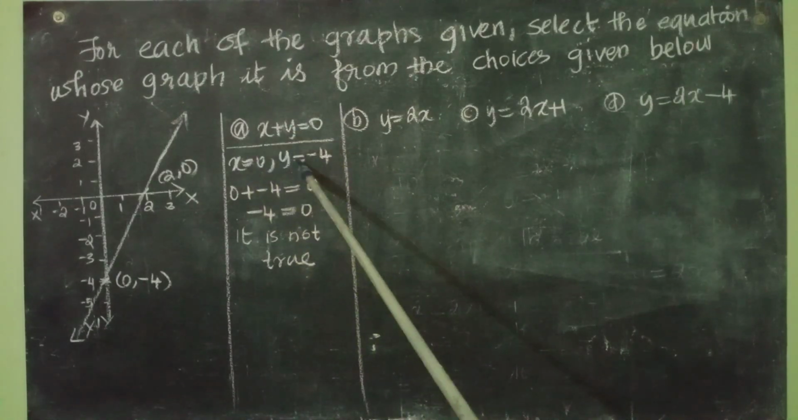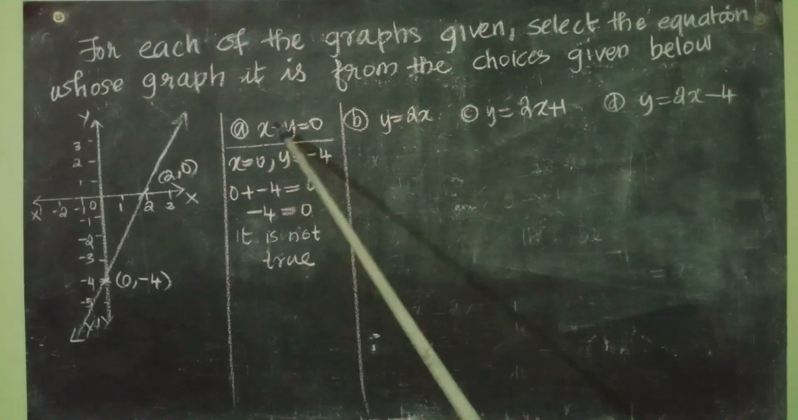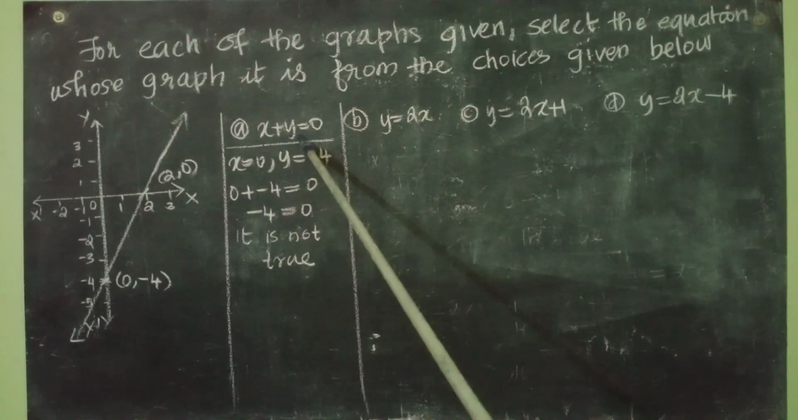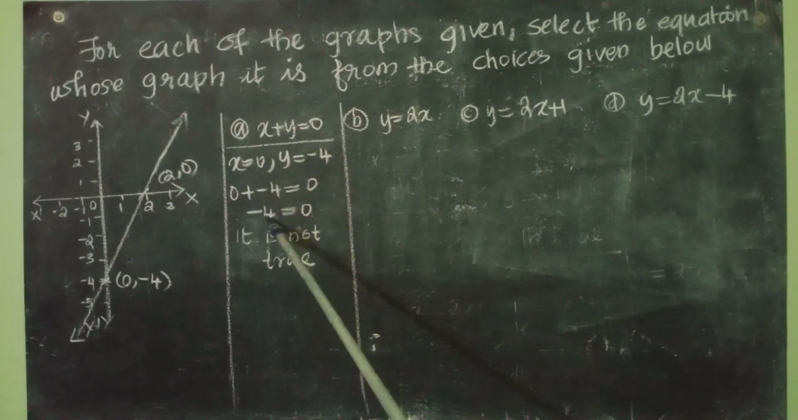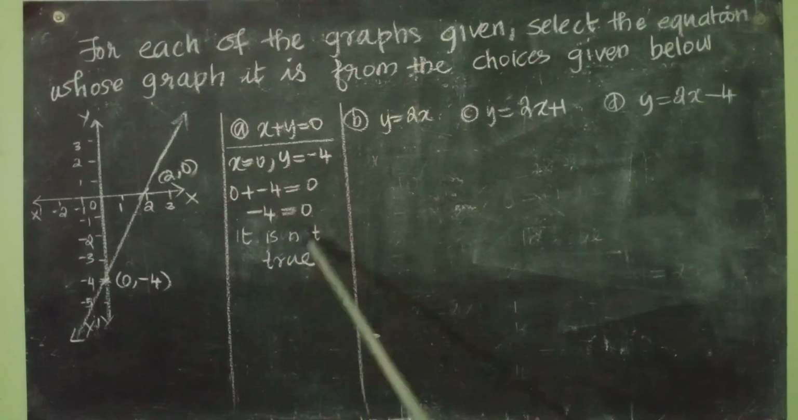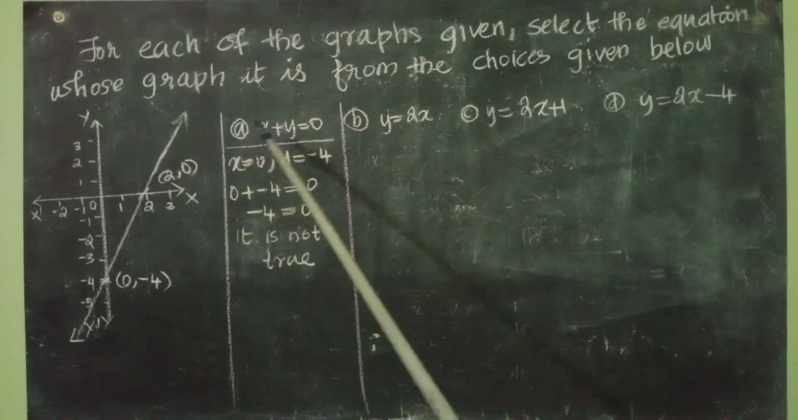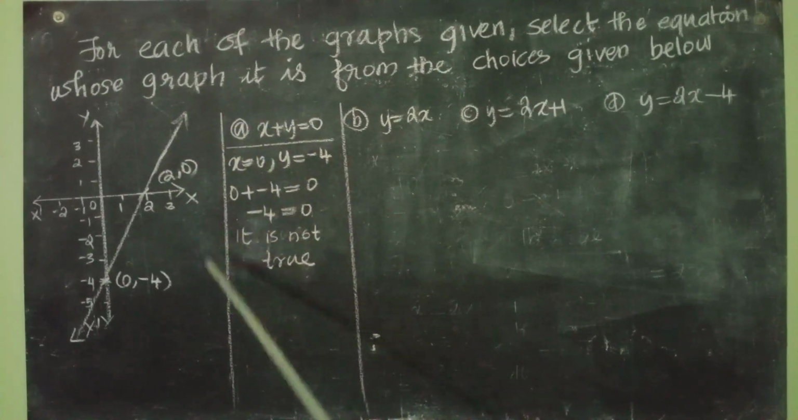x equal to 0 and y equal to minus 4. If we give x equal to 0 and y equal to minus 4 in this equation, we get 0 plus minus 4 equal to minus 4. It is not equal to 0. So this equation is not true. So we can conclude this graph is not represented by this equation x plus y equal to 0.